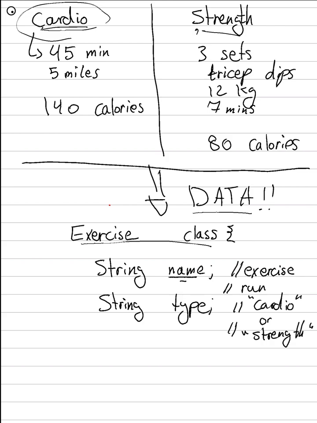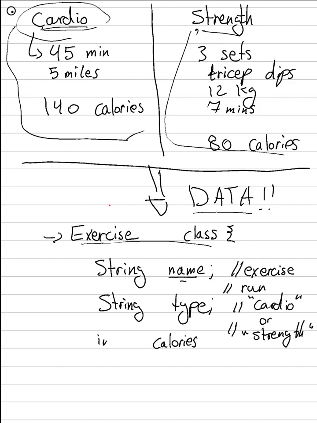What other fields would you say are important to have in the exercise class, given what we know about our exercises? We know that there's an amount of calories that will be burned. So we would have int calories, for example. Yes, if we consider it a whole number, of course. I would agree.